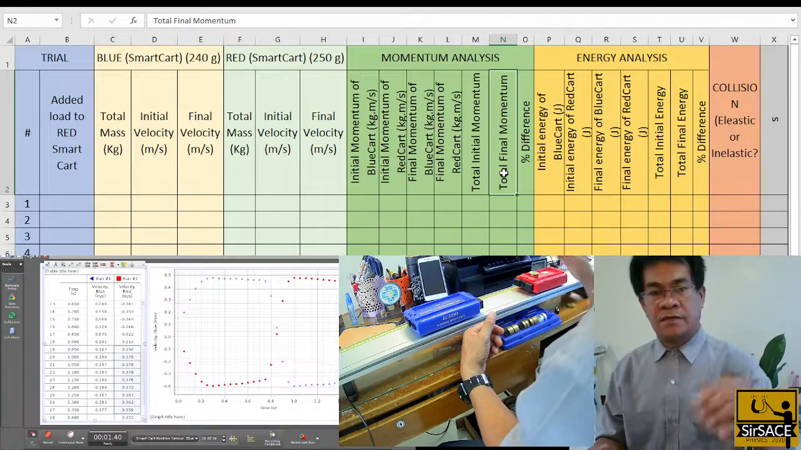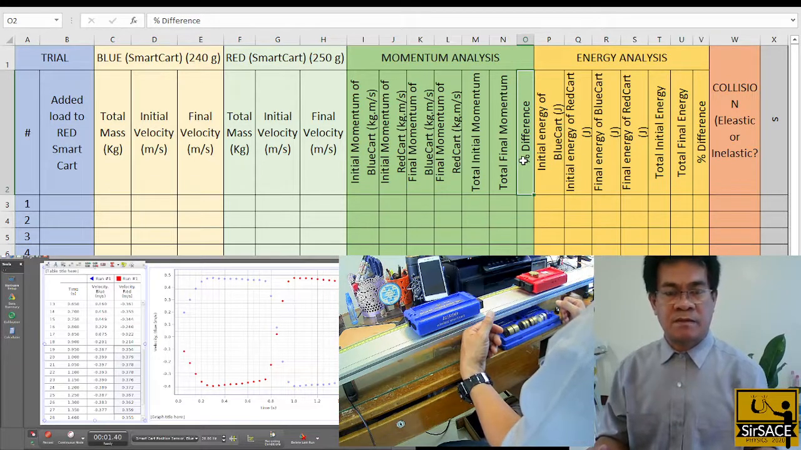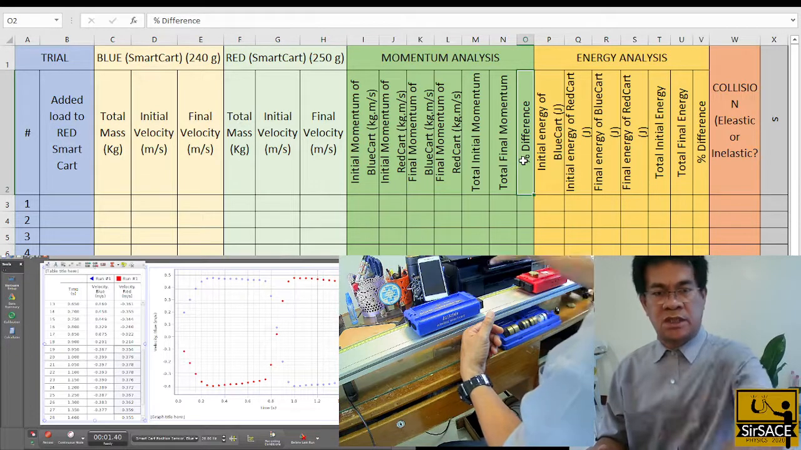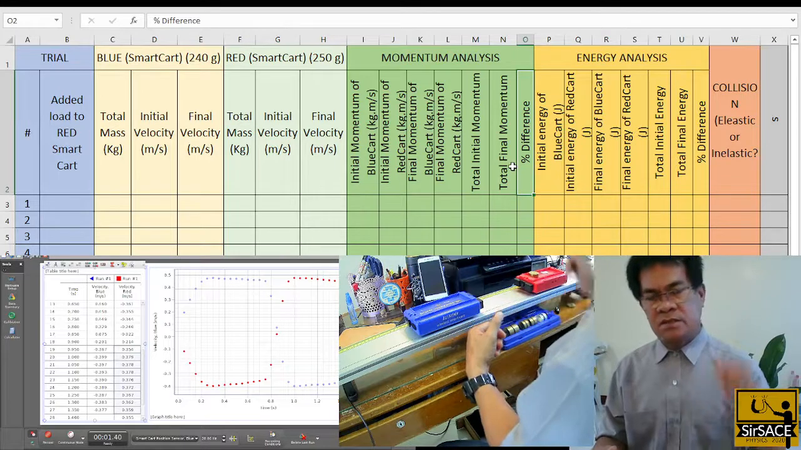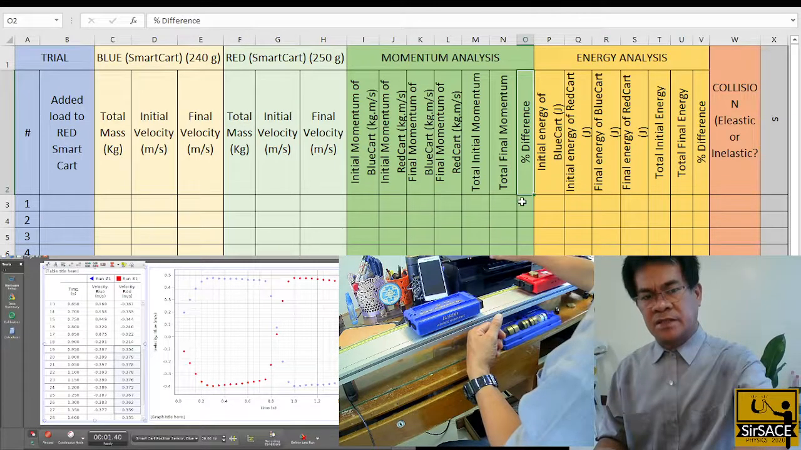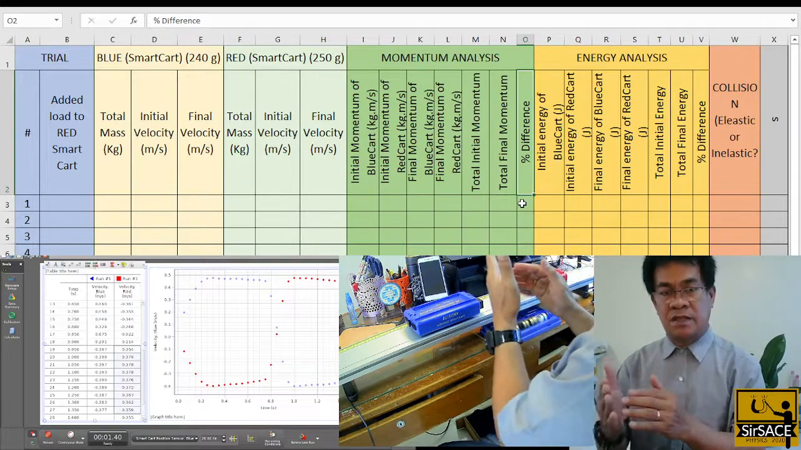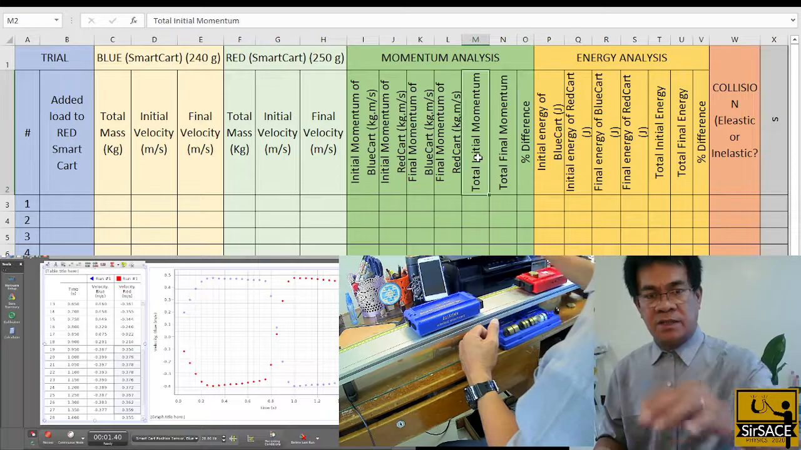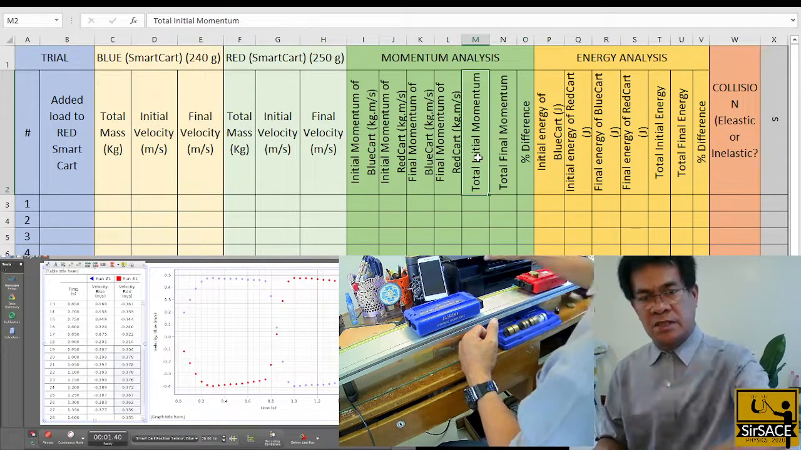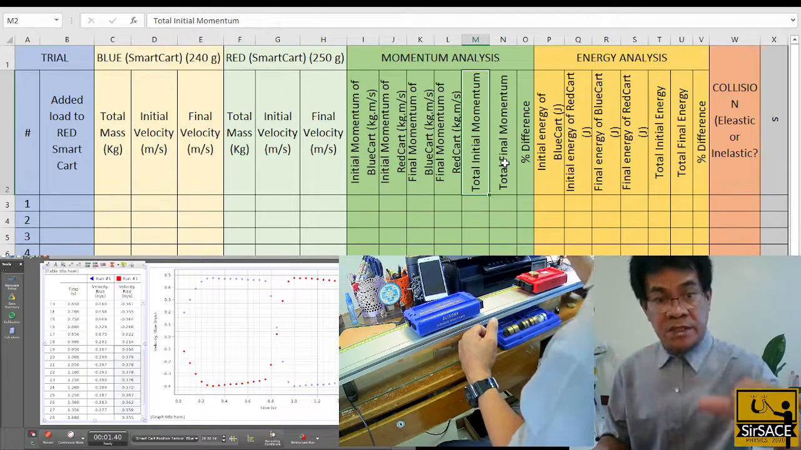Okay, and after that, we will find the difference between the two, the initial and final. To calculate the percent difference, it is actually the percent difference away from the initial. Meaning, we will do it this way: the initial momentum minus the final momentum, divided by the initial momentum.